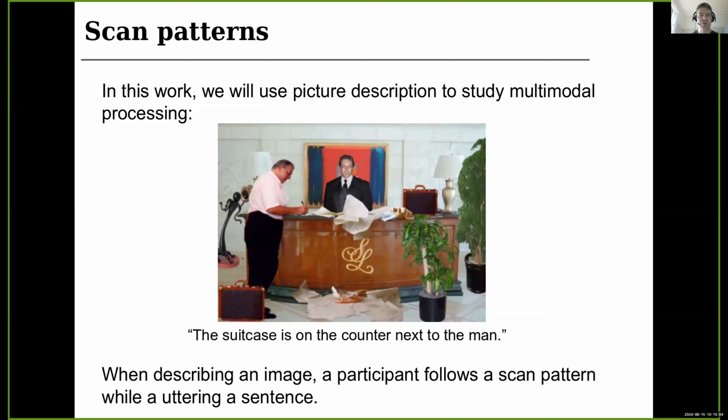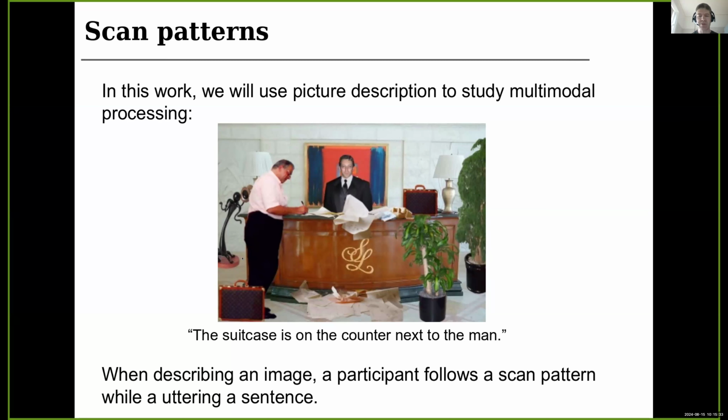We give them a cue. In this case, it would be either suitcase or man as the cue. And then they might say something like, the suitcase is on the counter next to the man. And we're eye tracking them while they're uttering this sentence. So we know which parts of the image they're fixating when in the course of producing that sentence. And this sequence of fixations is called a scan pattern.